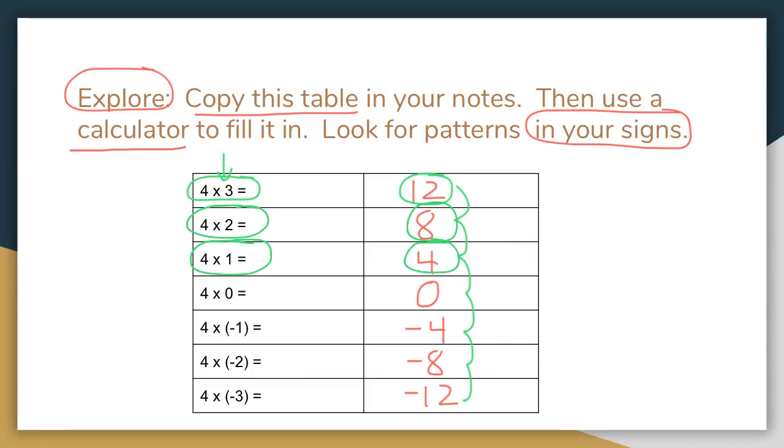But then look what happened when I added a negative number. I multiplied a positive and a negative and I got a negative answer. A positive and a negative created a negative product. And so I'm wondering if the same thing applies when we divide.